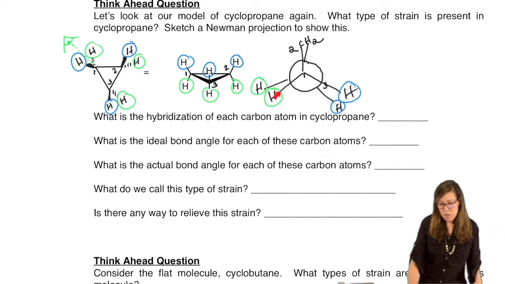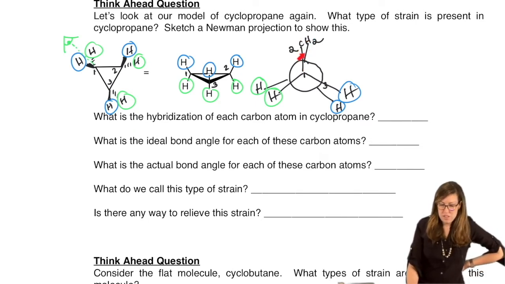It's the same as before. We decide whether it's staggered or eclipsed, get that conformation going. And then the trickiest part is probably just closing the ring back so that it connects to the other carbon, because these have to eventually loop back. Okay, so some things to analyze about cyclopropane.